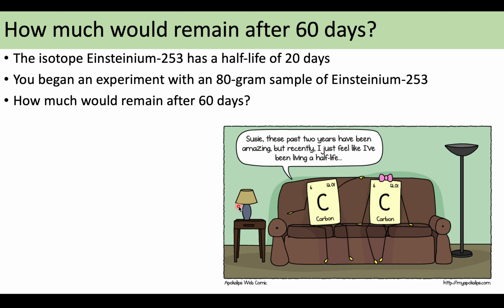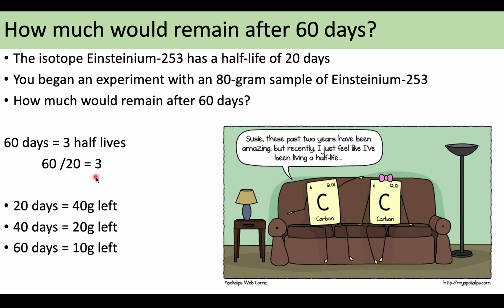One more example. We have the isotope Einsteinium-253, and it has a half-life of 20 days. You begin your experiment with 80 grams of this isotope. How much would you have left after 60 days? So the half-life is 20 days, and we're looking at a total of 60 days. That means 3 half-lives will have gone by, because 60, our total, divided by our half-life of 20, gives us 3. 3 half-lives have passed in order for us to get to 60 days.